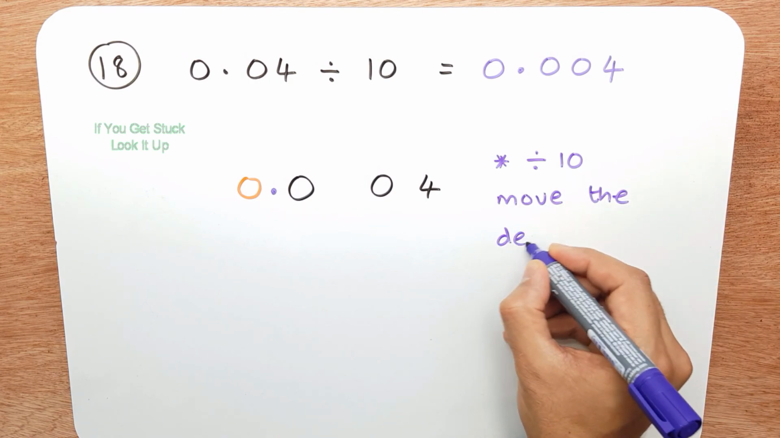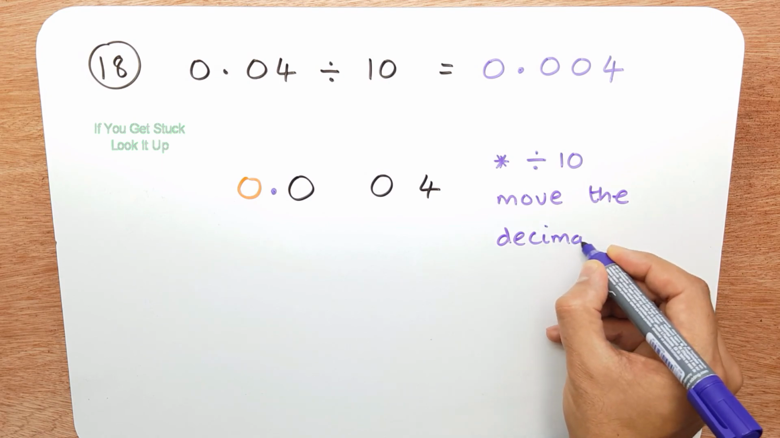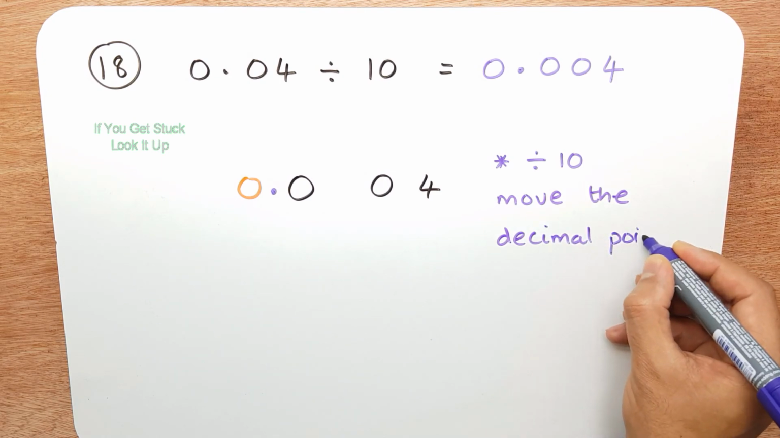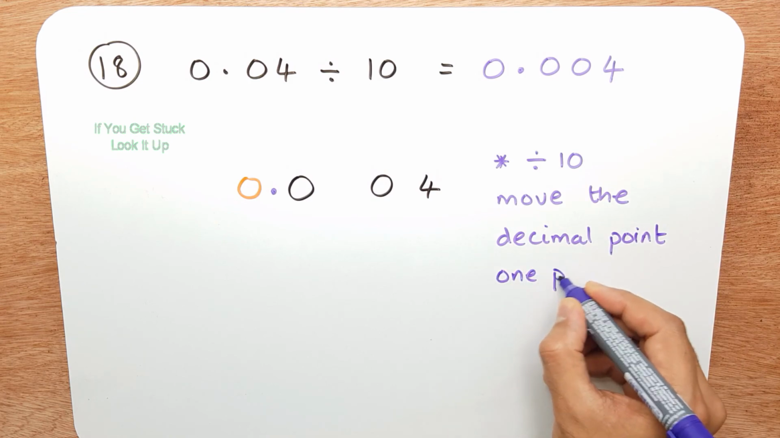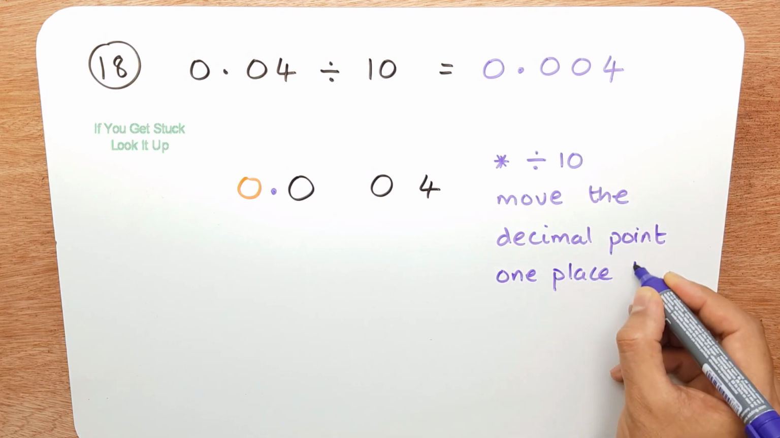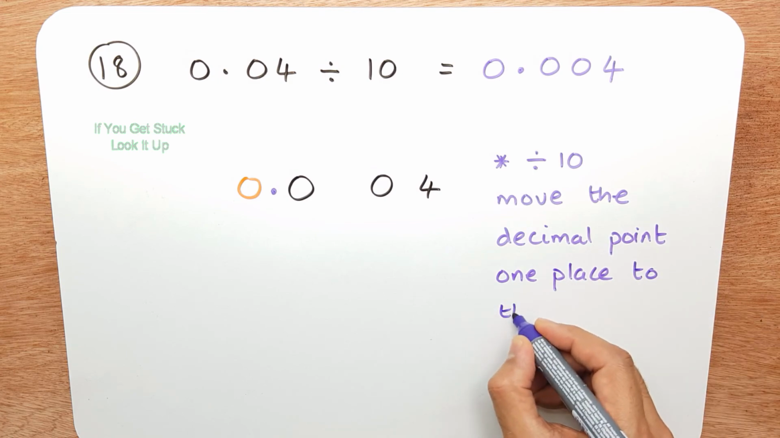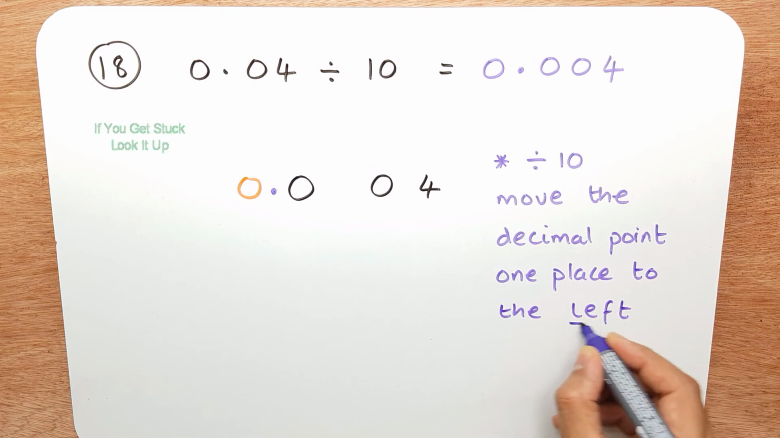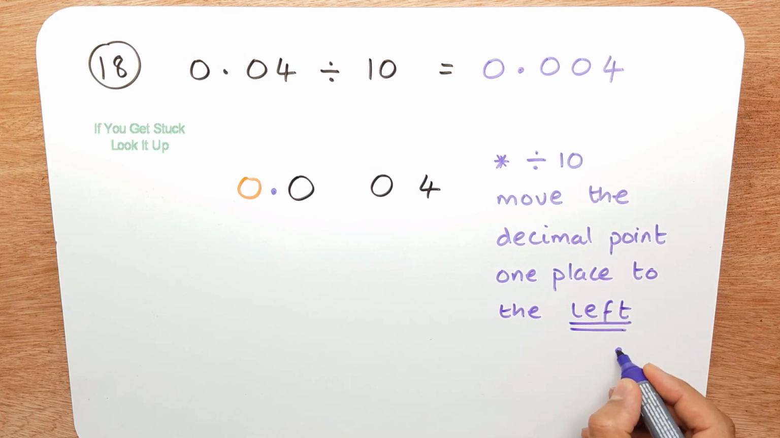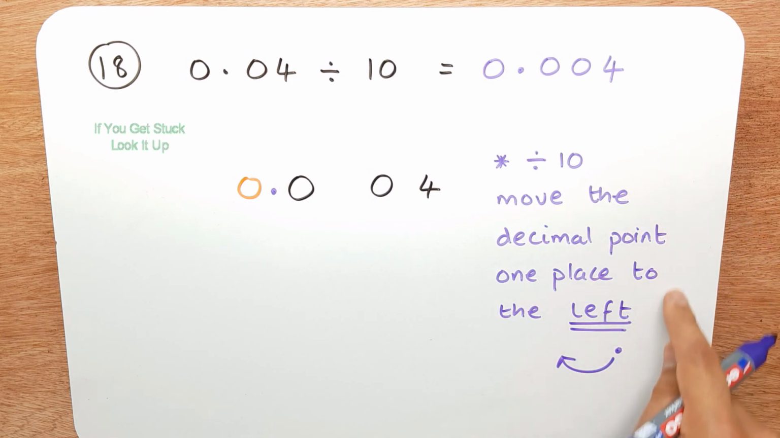So my rule in my head, what I do is if I'm going to divide by 10, I move the decimal point one place to the left. Okay, so it goes in that direction. So that's my shortcut. This is all going on in my head.